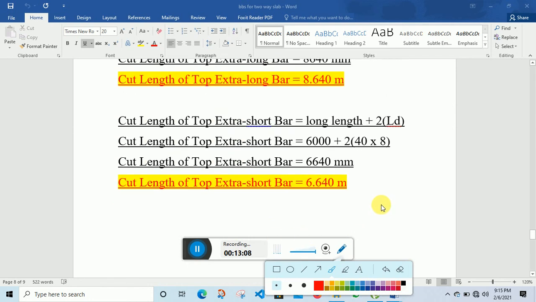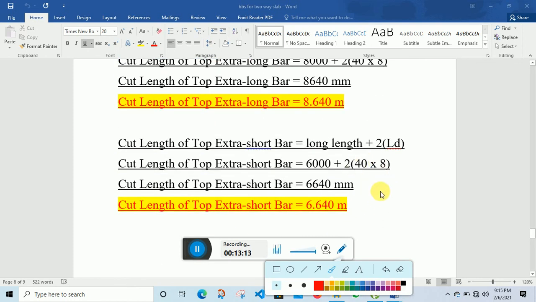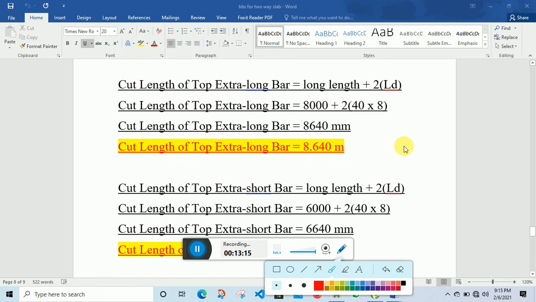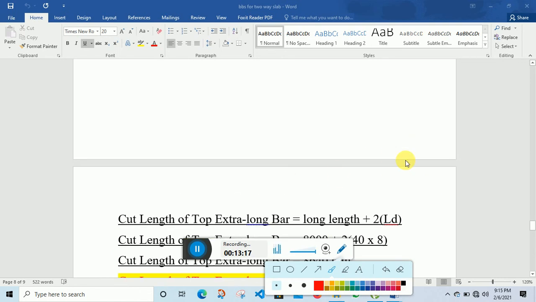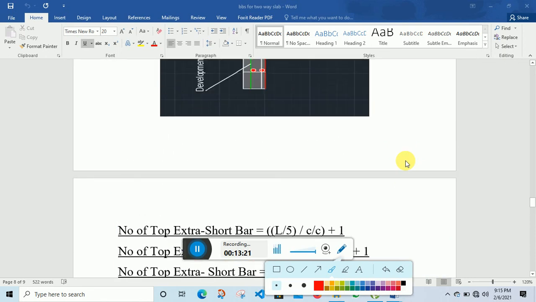Okay, so I think this is enough for today. I will discuss the Excel sheet for the two slab system in the next coming video.